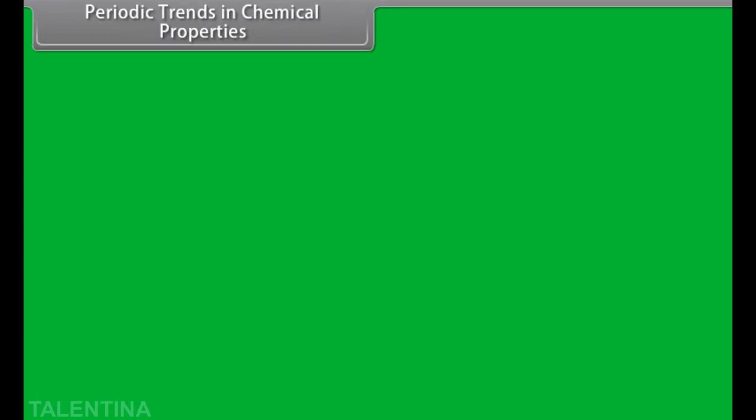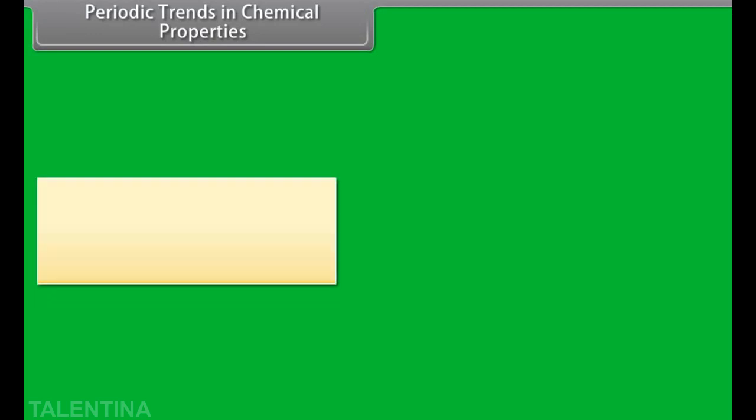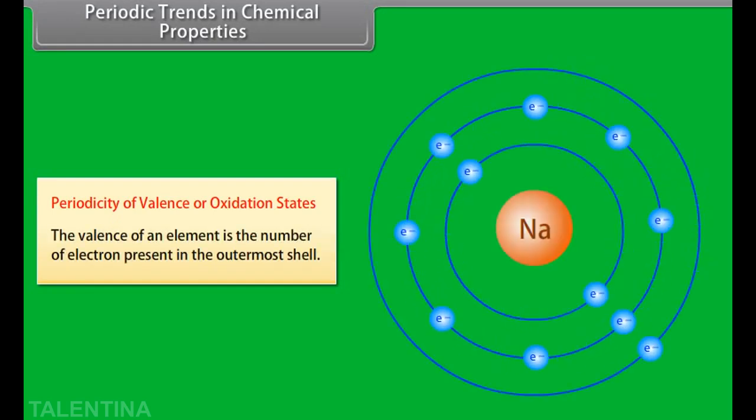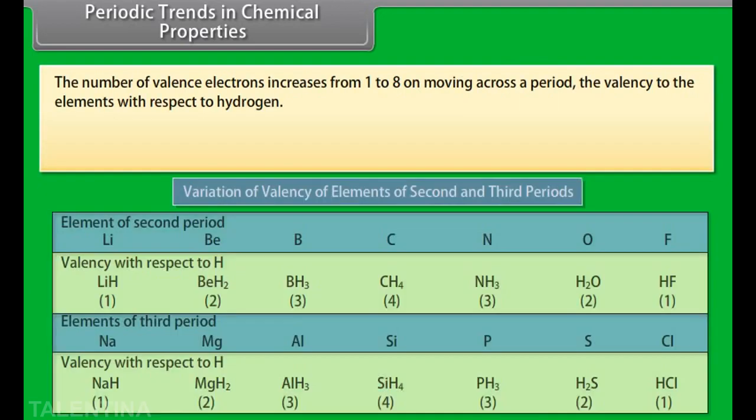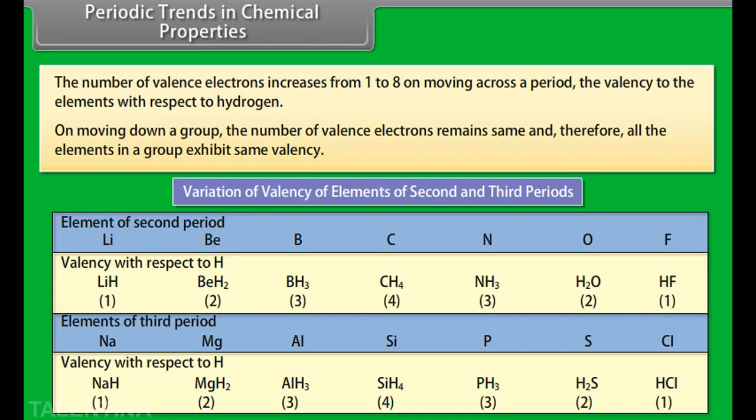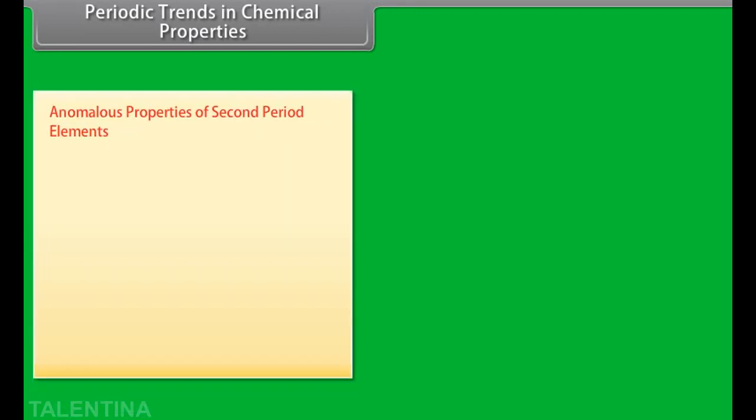Periodic trends in chemical properties. Periodicity of valency or oxidation states. The valency of an atom is the number of electrons present in the outermost shell. The number of valence electrons increases from 1 to 8 on moving across a period. The valency of the elements is also defined with respect to hydrogen. On moving down a group, the number of valence electrons remains the same, and therefore all the elements in a group exhibit the same valency.